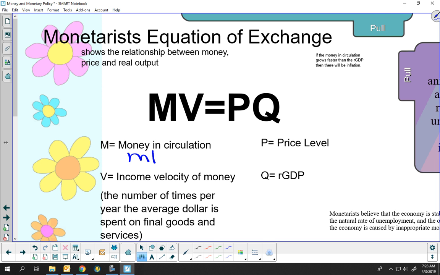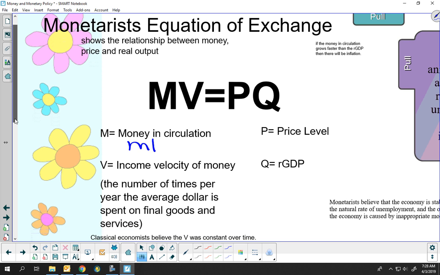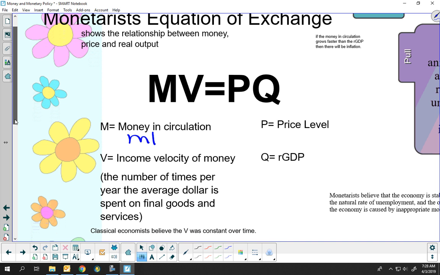V stands for like velocity. Y'all seen V in like physics? Yeah. Okay, so it stands for velocity of money. And what that means is like how many times a year a dollar is spent on average. So the AP test might give you like an idea of a number. Just keep in mind, like in real life, we're going to probably keep that stable. We're going to assume that that's a constant number, but the AP test could change it up.